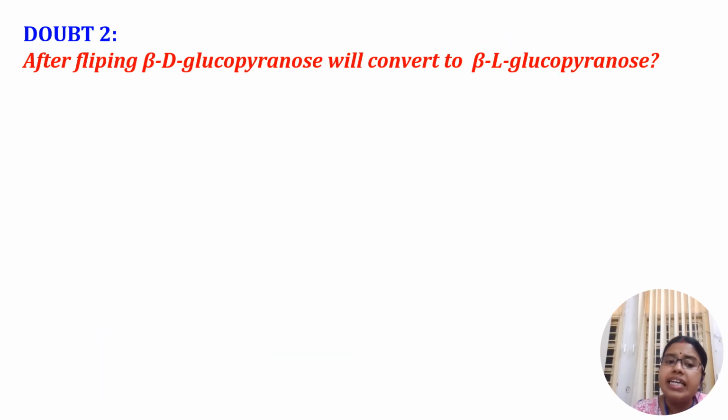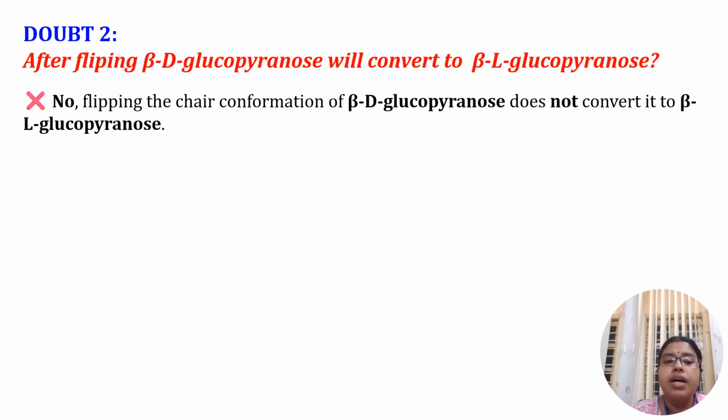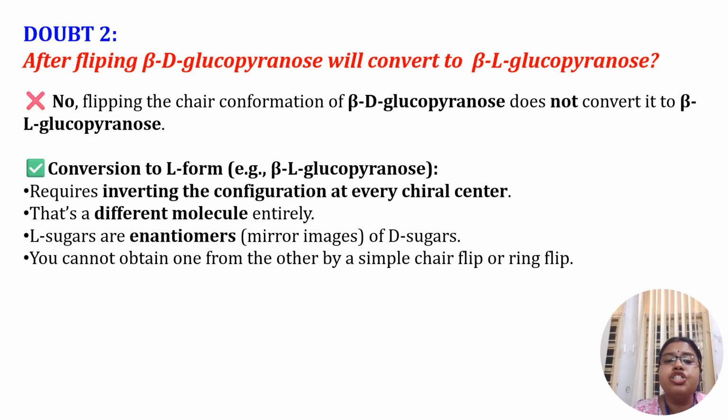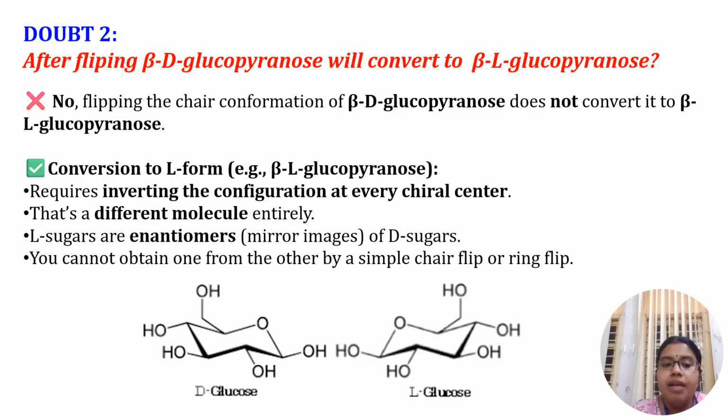Next doubt: after flipping, will beta-D-glucopyranose convert to beta-L-glucopyranose? For this also, the answer is absolutely not, because in the flipping there is no change like D and L. D and L means enantiomeric change, but here there is no enantiomeric change. It is just a flip, axial to equatorial and equatorial to axial. But D and L means a completely mirror image relationship, the enantiomeric relationship.